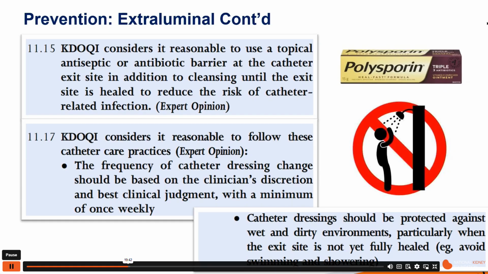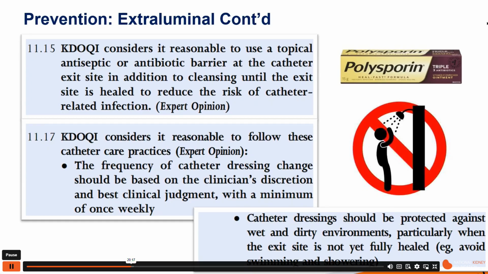So how can we actually prevent it aside from good catheter care? The KDOQI guidelines say that it's reasonable to use a topical antiseptic or an antibiotic barrier because you're providing that barrier at the exit site in addition to cleaning at the exit site. It also says you don't have to change the dressing every single time, particularly when a new catheter goes in, because even though the intention is to clean it, you're actually disrupting the skin around it and the flora that's there, often introducing that bacteria into the exit site before it's healed.